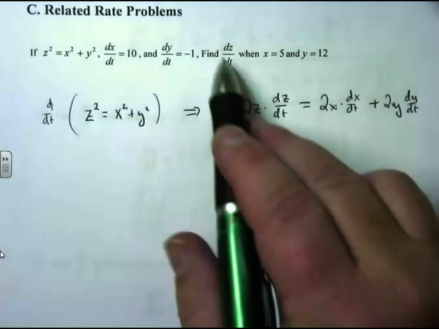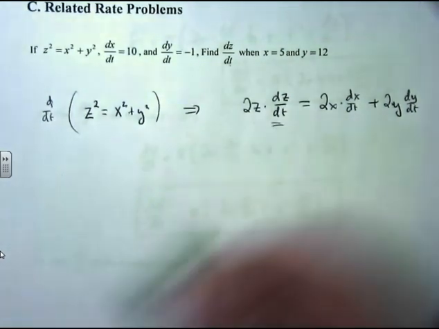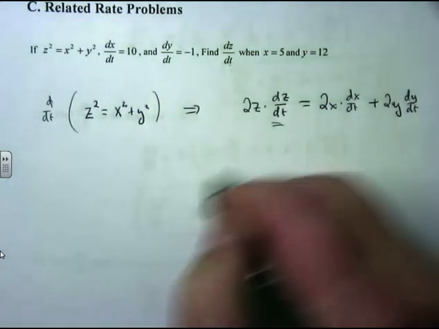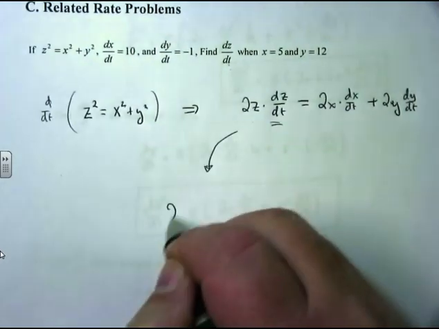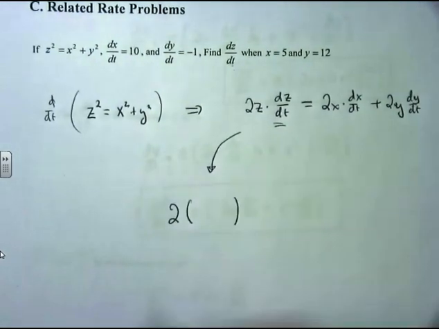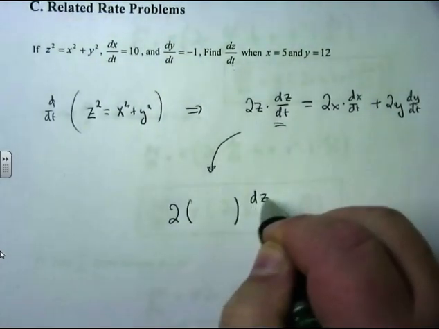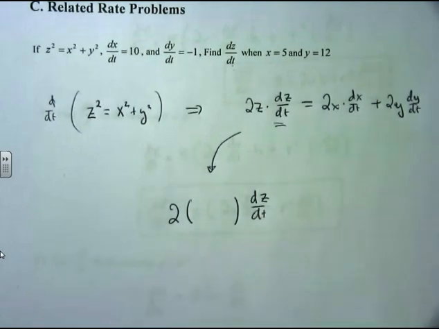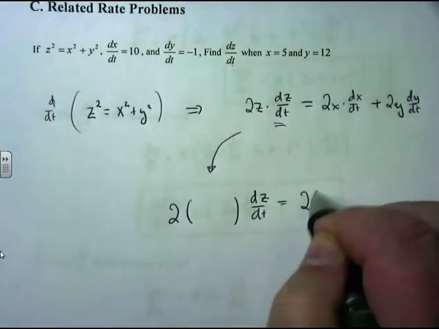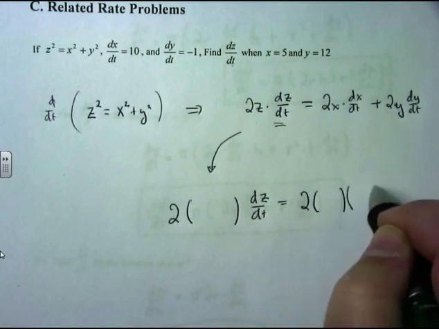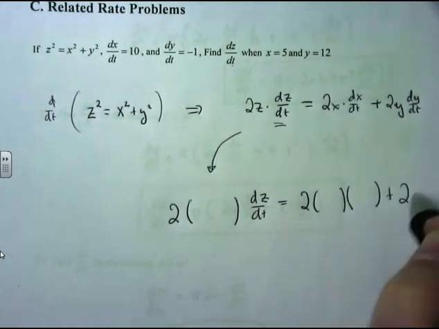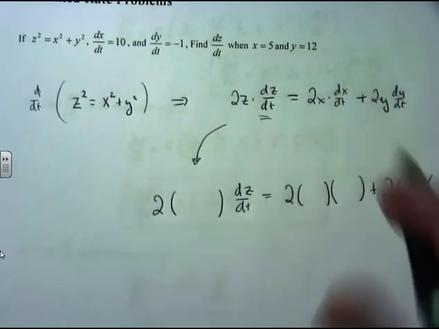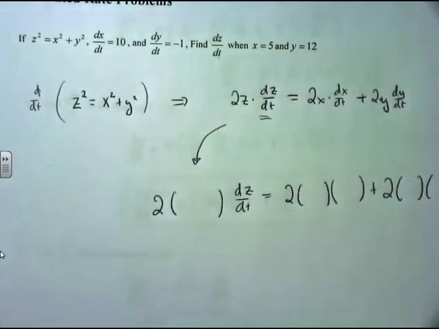I'm trying to find dz/dt, so treat this as a variable. If you look at this the right way, this is 2 times z, which is going to be an unknown. The dz/dt is the variable I want to solve for. That will be equal to 2 times x times dx/dt plus 2 times y times dy/dt. I wrote them like this so you can see that I'm literally just going to plug in numbers because I'm given most of these.